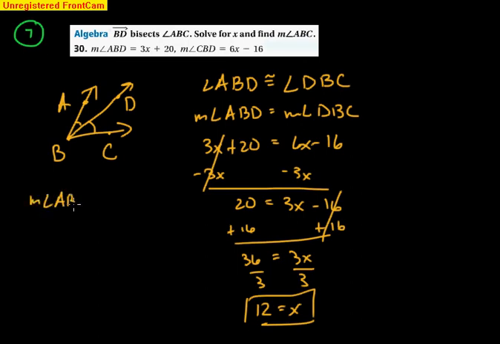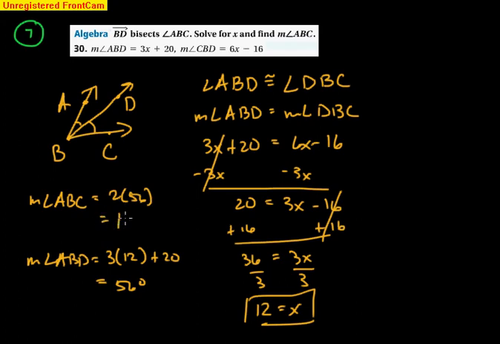So now they want the measure of angle ABC. That's the big angle, and I don't know anything about that. But I do know that the two smaller angles add up to make the big angle, and the two smaller angles are the same. So let's first find the measure of one of them. Let's find the measure of angle ABD. 3 times 12 plus 20. That is 36 and 20, that's 56 degrees. So I know that the measure of angle ABC is 2 times 56, or 56 plus 56. So the measure of angle ABC is 112 degrees. And that's the other answer.